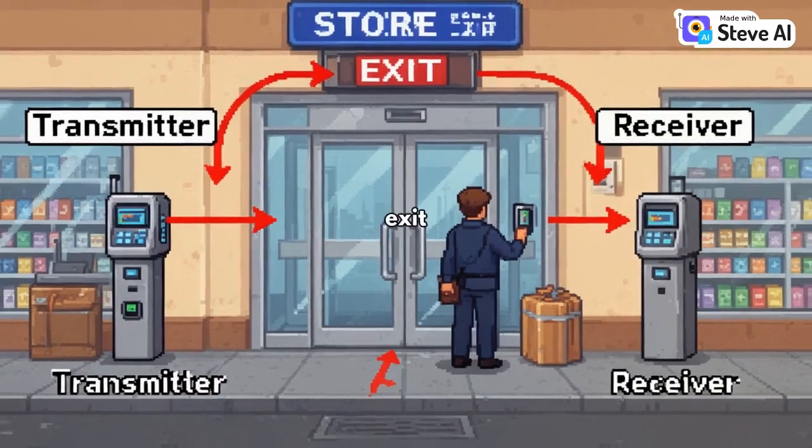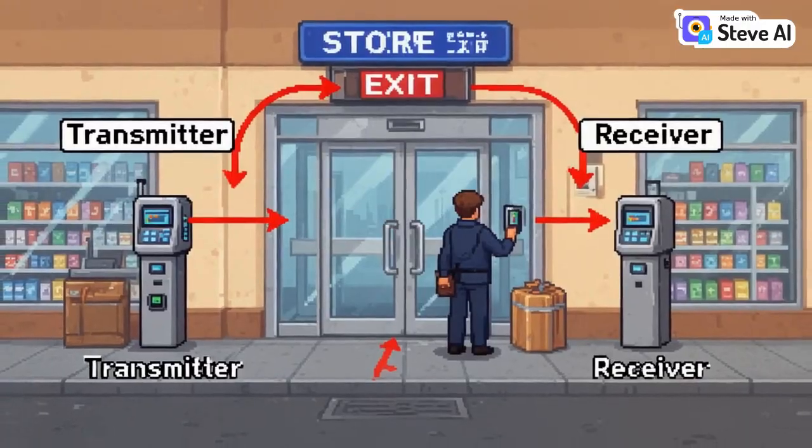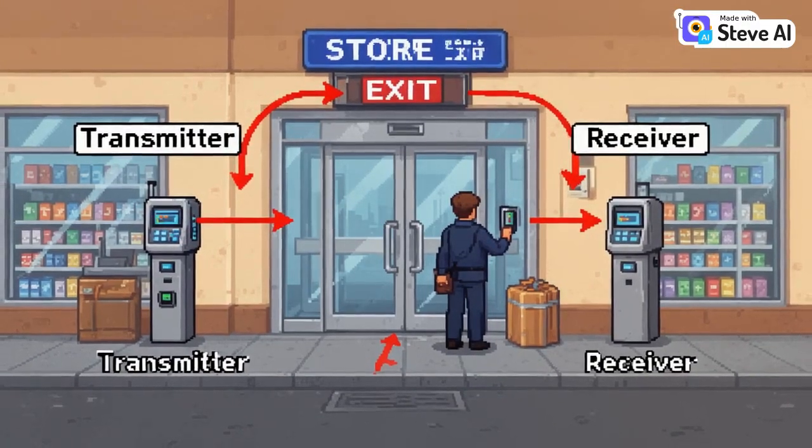The transmitter pedestal at the store exit continuously sweeps frequencies around this 8.2 MHz mark, while a parallel receiver pedestal opposite to it captures the emitted electromagnetic flux.